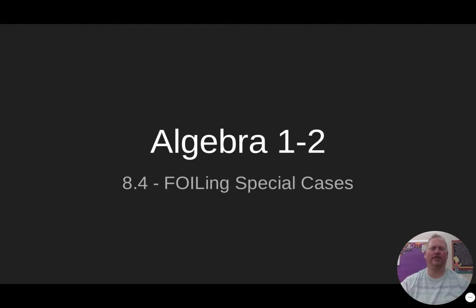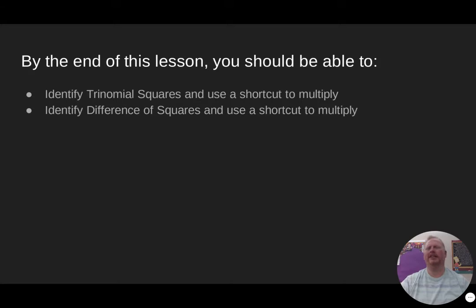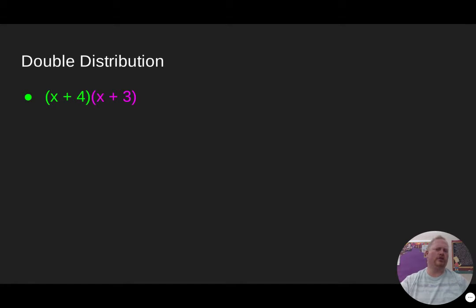Hey everyone, welcome to Algebra, Section 8.4, Foiling Special Cases. So this is an extension of what we did in Section 8.3 where we learned the double distribution, the FOIL method, the table method. What we're doing now is we're doing special cases of when to use this. By the end of this lesson, you should be able to identify trinomial squares and use a shortcut to multiply. You also need to be able to identify difference of squares and use a shortcut to multiply that as well.